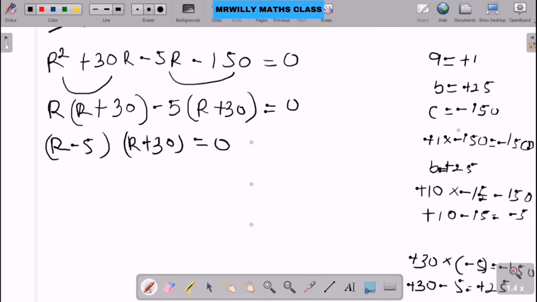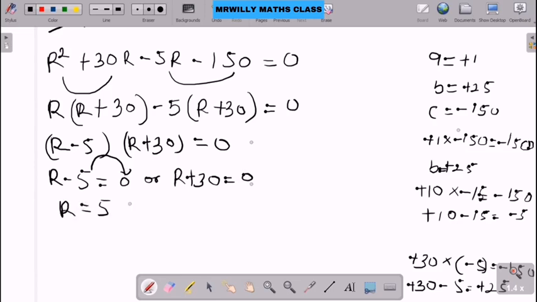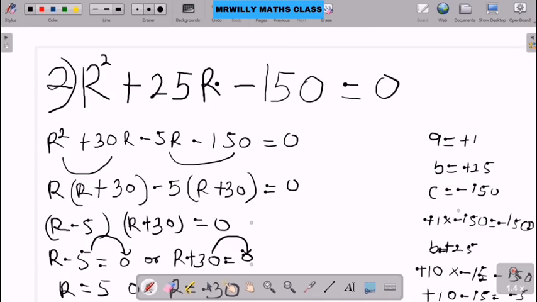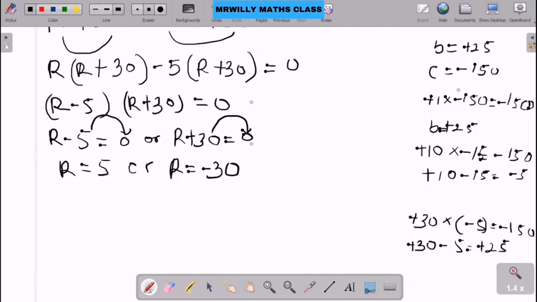Now that you have written that, you can move on by writing r minus 5 equals 0 or r plus 30 equals 0. So you move this 5 here, then r will be 5, or you move your 30 here, that will be r equals minus 30. So the roots of this equation, r squared plus 25r minus 150, are r equals 5 or r equals minus 30.